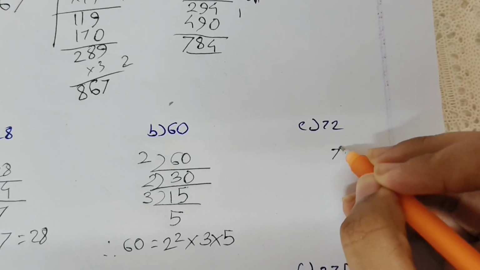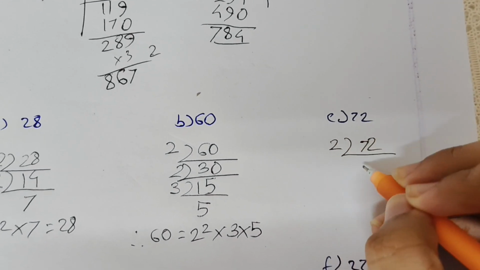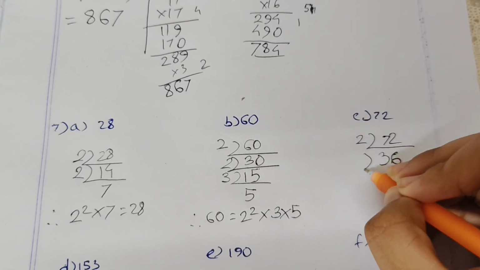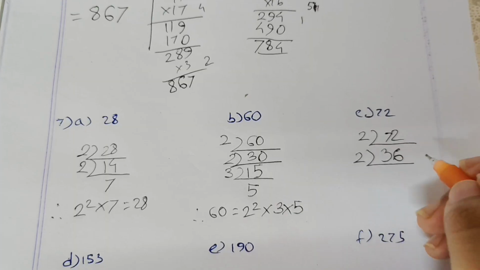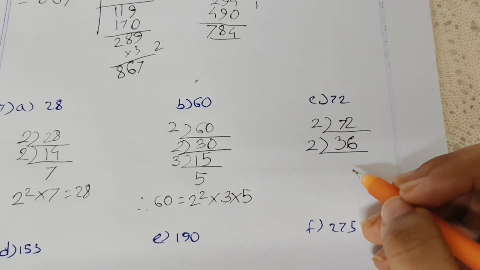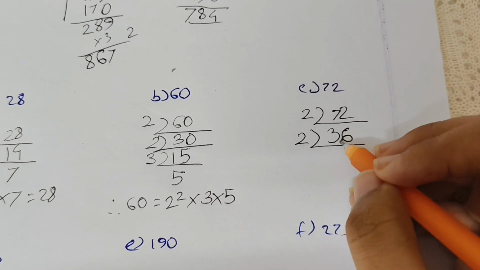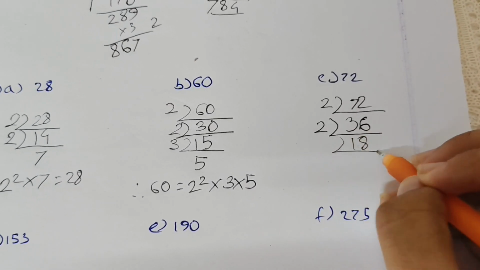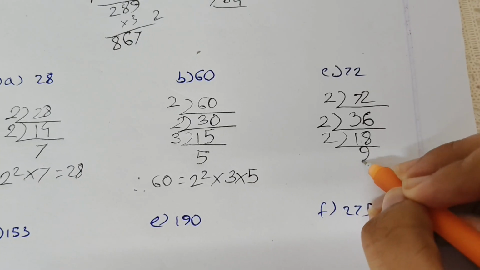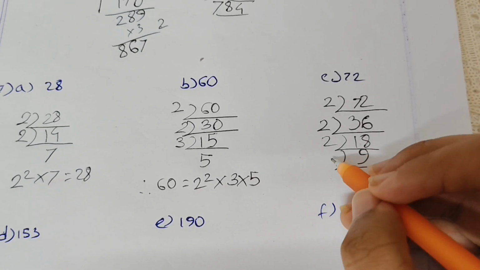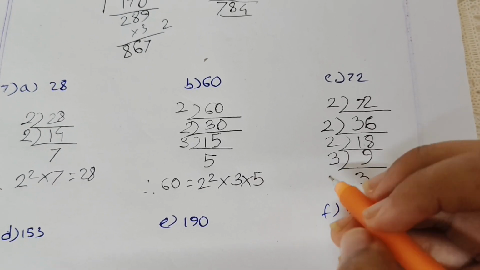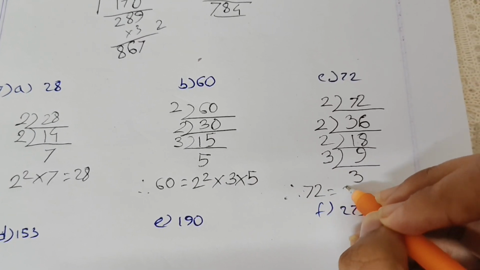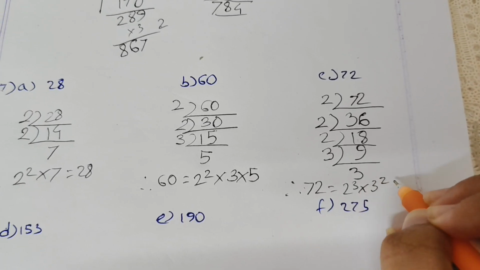Now we got 72. 72 divided by 2 is equal to 36. 36 is divisible by 2, so it is equal to 18. 18 divided by 2 is 9. 9 we can divide by 3. It gives us 3. So 72 is equal to 2 cubed multiplied by 3 square.